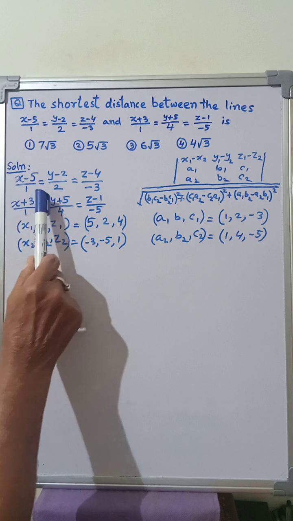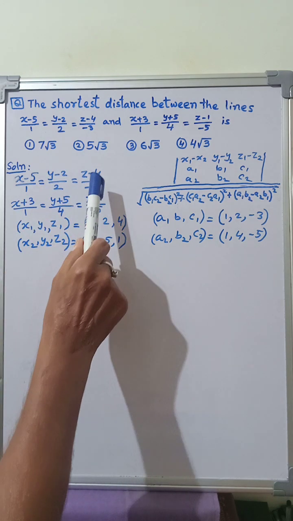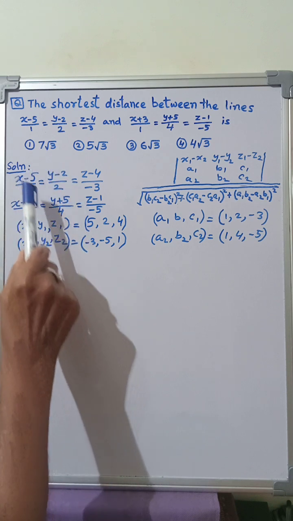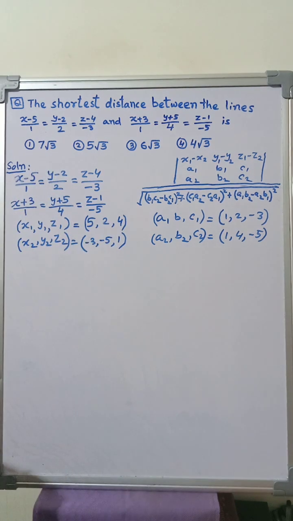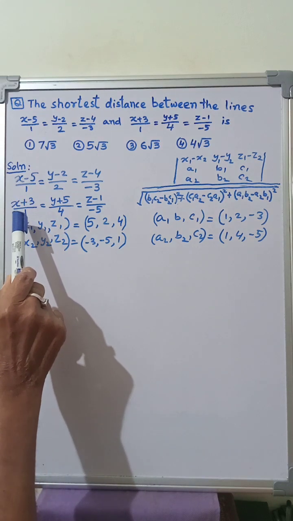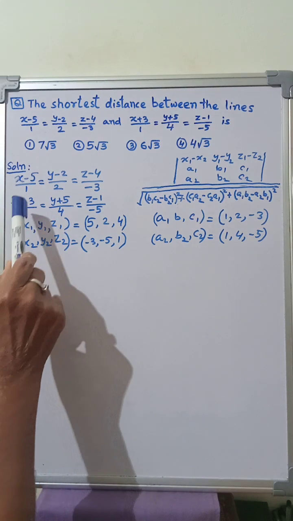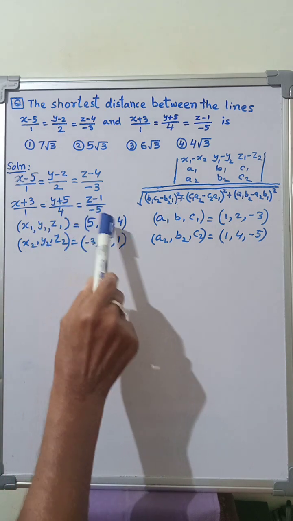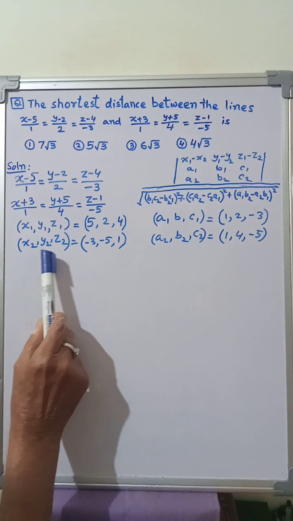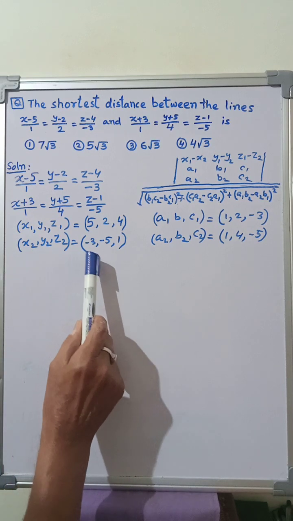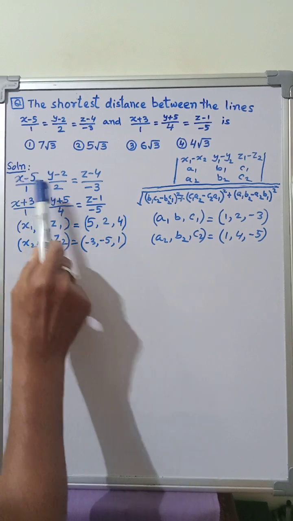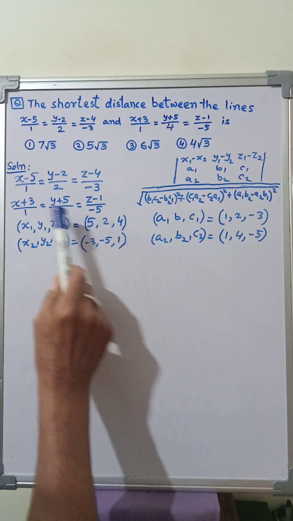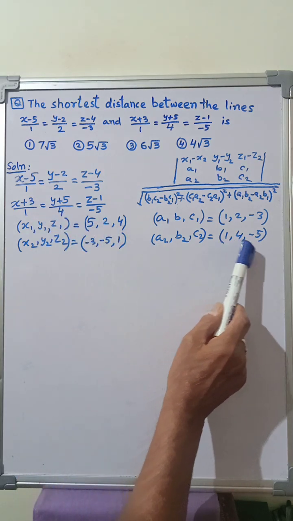The first equation is (x minus 5)/1 = (y minus 2)/2 = (z minus 4)/(minus 3). This gives (x1, y1, z1) equal to (5, 2, 4). The second line is (x plus 3)/1 = (y plus 5)/4 = (z minus 1)/(minus 5). Therefore, (x2, y2, z2) is equal to (minus 3, minus 5, 1). Similarly, (a1, b1, c1) is equal to (1, 2, minus 3) and (a2, b2, c2) is equal to (1, 4, minus 5).